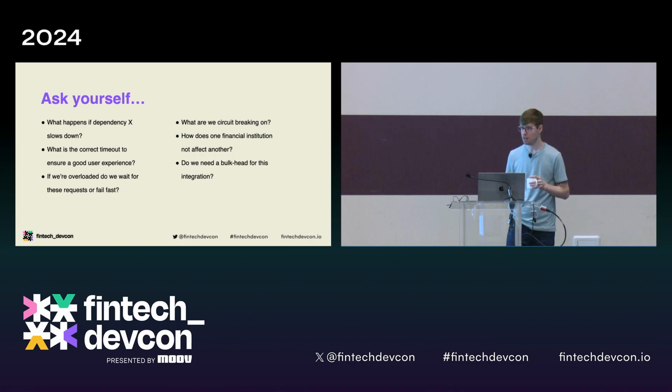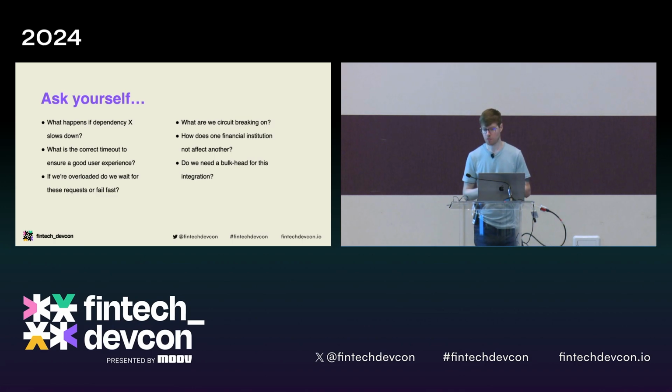And if you're overloaded, what are you going to do? Do you fail fast? Do you try to queue requests in the background so that you can get them completed? Are they payments? Do those matter more? Can you fail payments? And what are we circuit breaking on? Are you circuit breaking on your own services? Are you doing it only on things that are bulkheaded? And once again, how does one financial institution not affect another? We have institutions that are 300,000 users, and we have institutions that are 20,000 users. How do you make sure the 300,000 user institution does not kill off the 20,000 when it goes down?